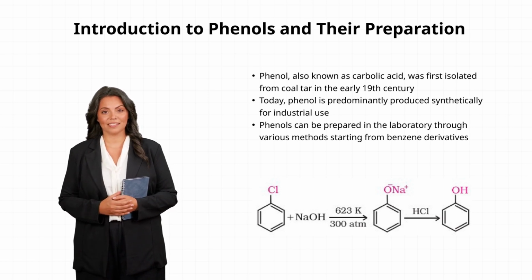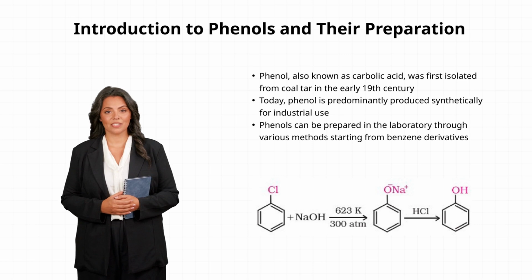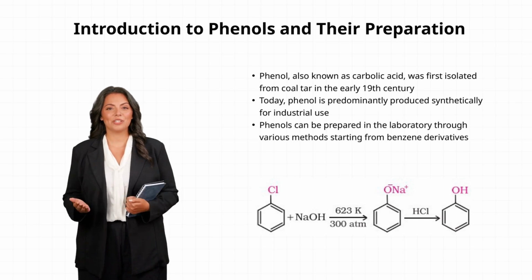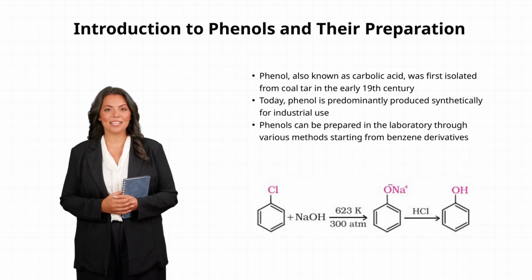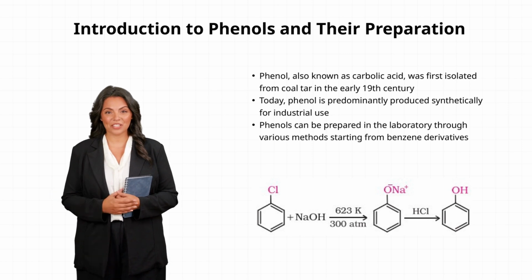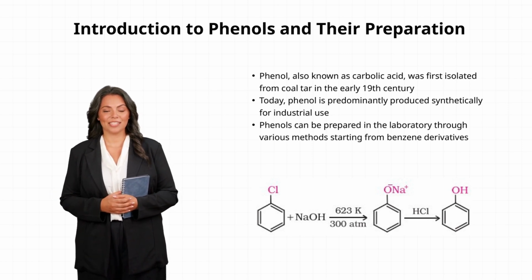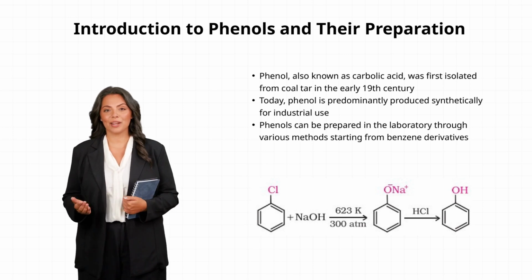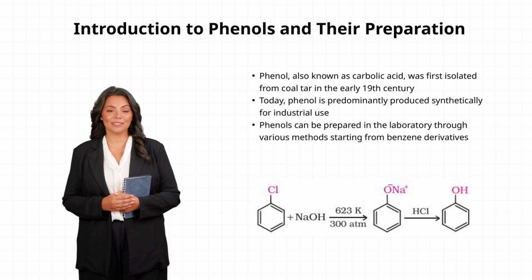The reaction is a nucleophilic aromatic substitution where the hydroxyl group replaces chlorine, creating sodium phenoxide initially. This intermediate is then acidified using hydrochloric acid, or HCl, protonating the sodium phenoxide to give us phenol. We'll break down each of these steps carefully over the next few slides, so stay curious and keep imagining the molecules transforming right in front of your eyes.